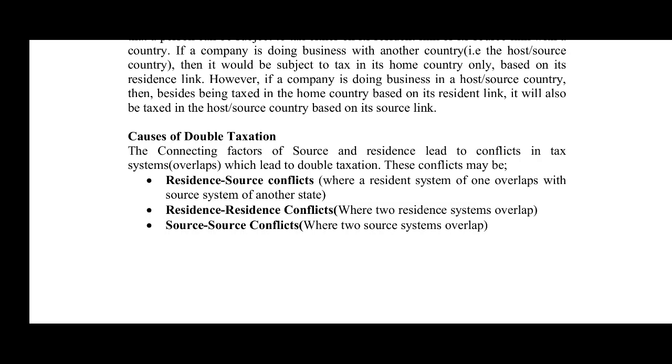So let's say a worker who is stationed in Ghana invoices a salary through his UK bank account. The UK might say the income was generated at source from there, and Ghana would also say that since the worker was working here, the income is at source. So this could create a source to source conflict. These are the sources or causes of double taxation.